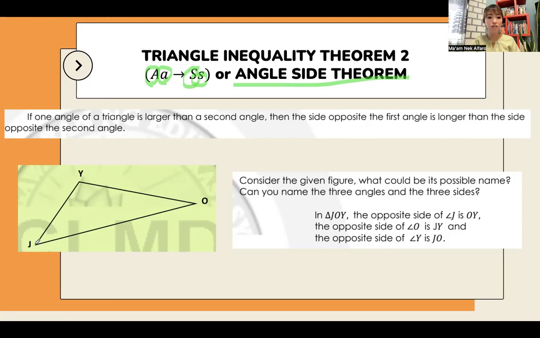Consider this triangle. We have triangle JOY. What could be its possible name? It could be triangle JOY, triangle YOJ, triangle OJY. Can you name the three angles and the three sides? Yes, of course. You already know about it. We have angle J, angle O, and angle Y. In triangle JOY, the opposite side of angle J is segment OY. The opposite side of angle O is segment JY. And the opposite side of angle Y is segment JO. All right? Kung alin yung katapat, that is the opposite side. I hope this is clear to you.